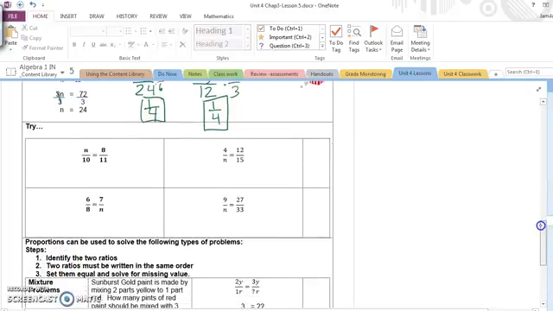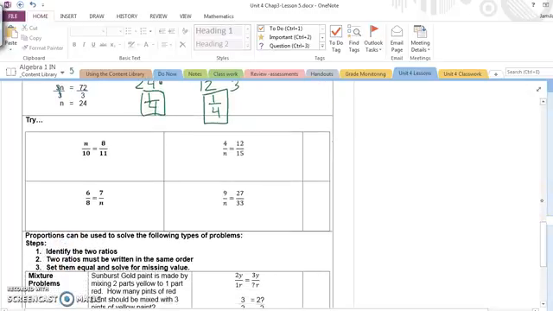Okay, now let's go down to the bottom. I'll do the first one and then you'll finish the other 3. We're going to find the missing value in each proportion. I know 10 times 8 is 80. And I know 11 times n will give me 11n. Divide by 11.